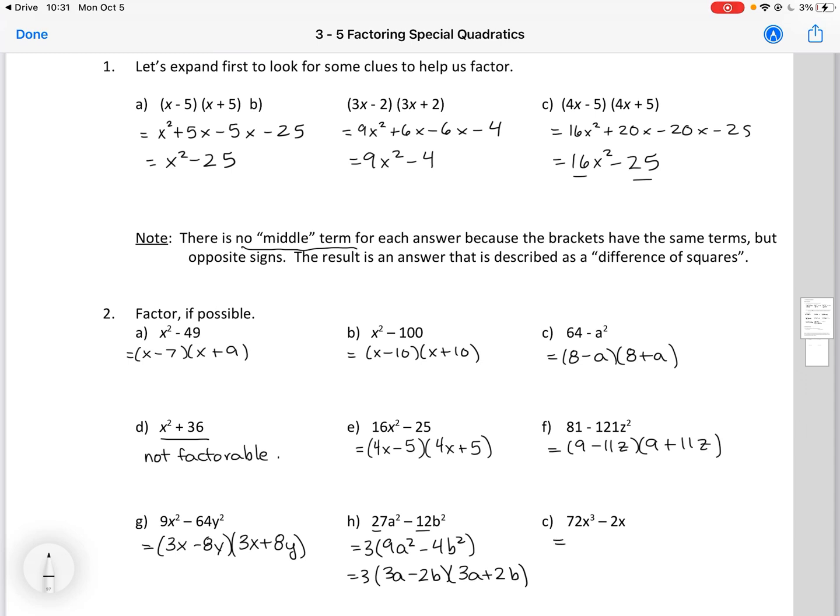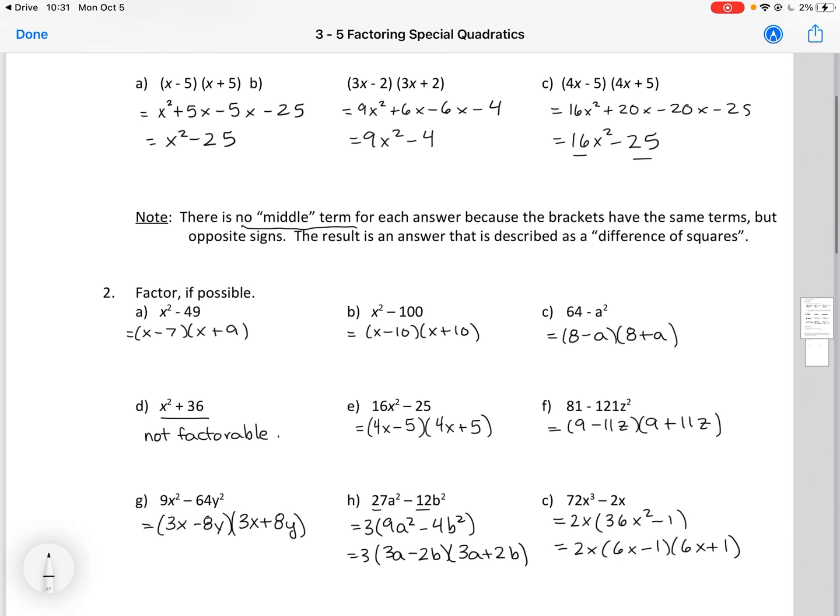Finally, here I've got two terms, but now I've got an x cubed. What you need to notice here is that you can common factor, so I can take out 2x from both those terms, leaving me with 36x squared minus 1, which is a difference of squares, which then I can factor as 6x minus 1 times 6x plus 1. You should be able to recognize a difference of squares. It is always good to double check if your brackets at the end of a question can be factored further using this approach.